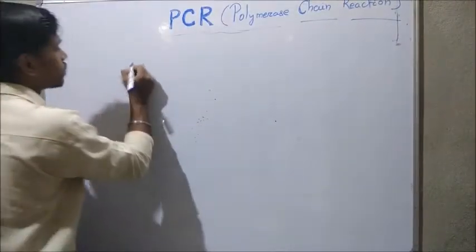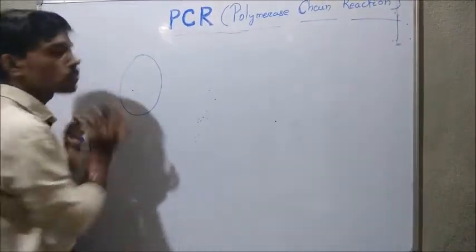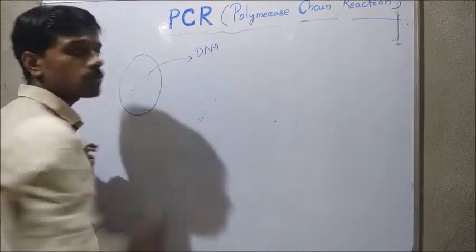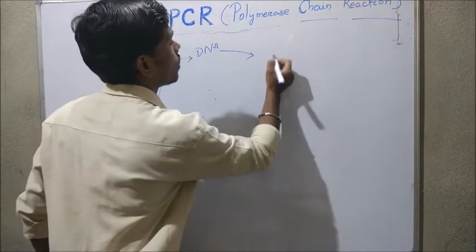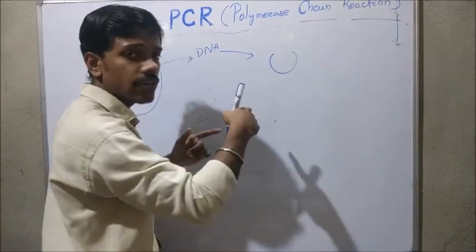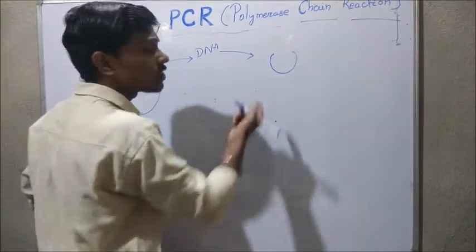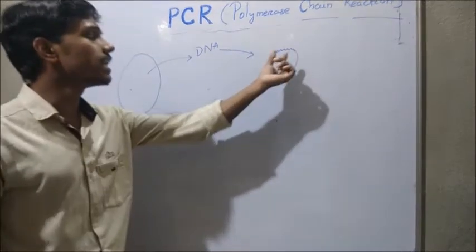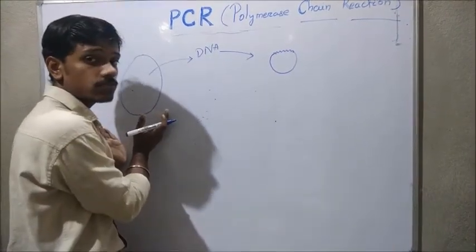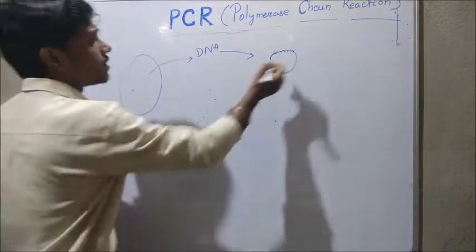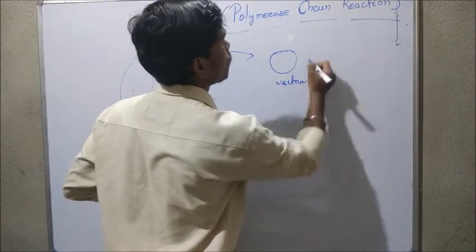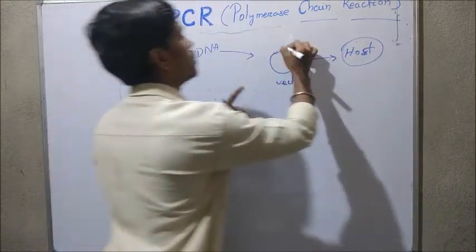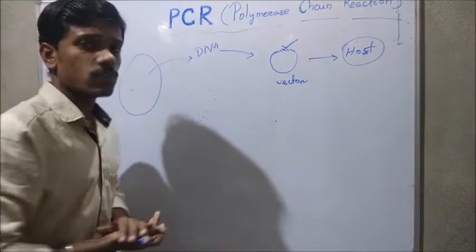As I have already told you, suppose this is the organism, and from that organism we have to isolate the DNA, and that DNA will be combined with the vector. Suppose this is the vector DNA, which may be a plasmid or bacteriophage DNA or any type. And this is the gene of interest, the DNA segment isolated from this organism. Next, this vector is transferred to a host, and in the host the gene will express. This is the normal process of biotechnology.